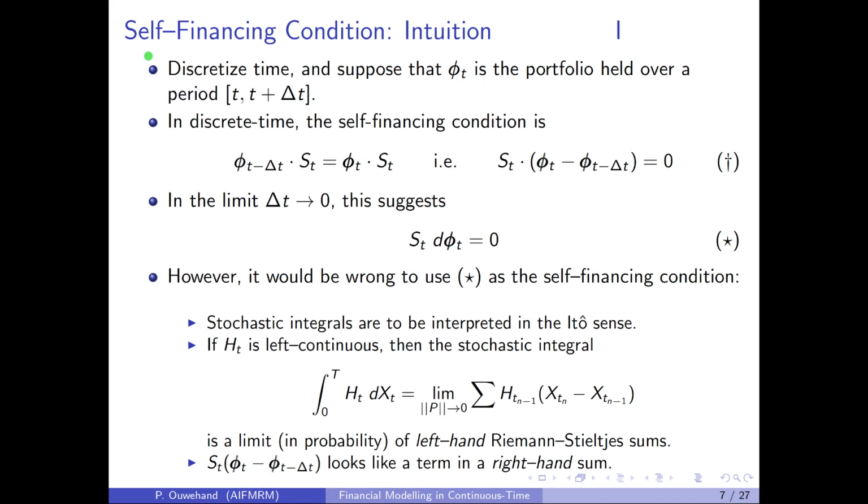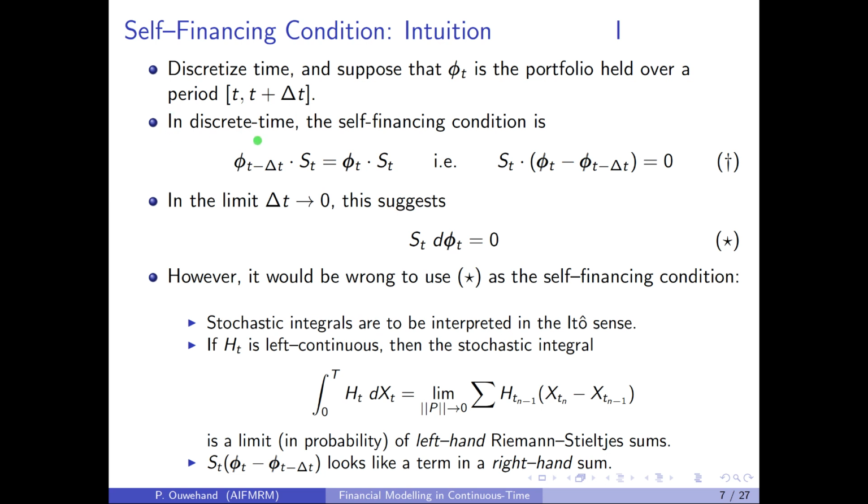Now, the self-financing condition, as we have just stated it for continuous time, looks rather different to the condition that we had in discrete time, so we want to provide a little bit of intuition for it. Begin by discretizing time, and suppose that phi t is the portfolio held over a period from t to t plus delta t. In other words, phi t is constant over this period.